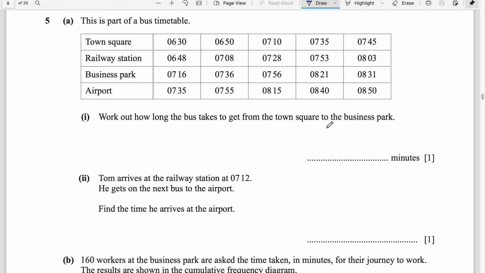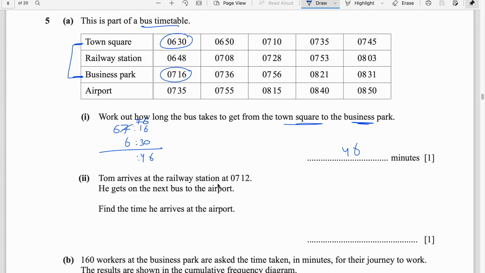Question number 5. This is a part of a bus timetable. Work out how long the bus takes to get from town square to business park. That is town square, that is business park, and we have these two timings. So how much time does it take? This is 6. You give 60 on the other side, that becomes 76, minus 6 0 6 4. So it takes 46 minutes.